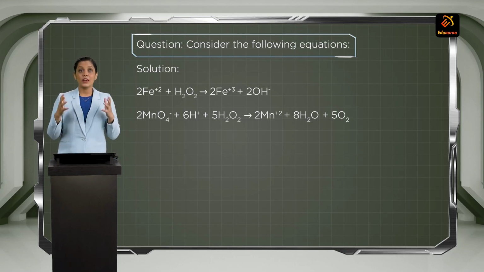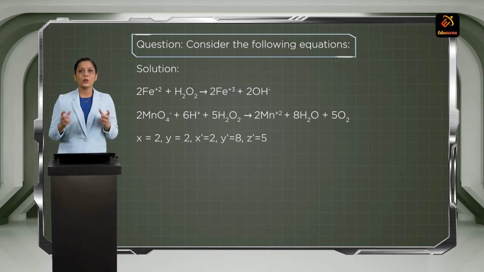So now we have all of our coefficients, that is X is equal to 2, Y is equal to 2, X dash is equal to 2, Y dash is equal to 8 and Z dash is equal to 5. And the sum of all of these coefficients is 19. So students, our correct answer here is 19.